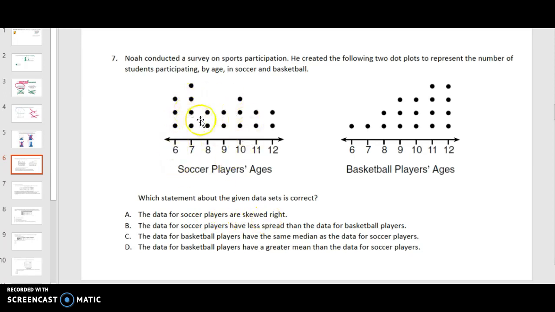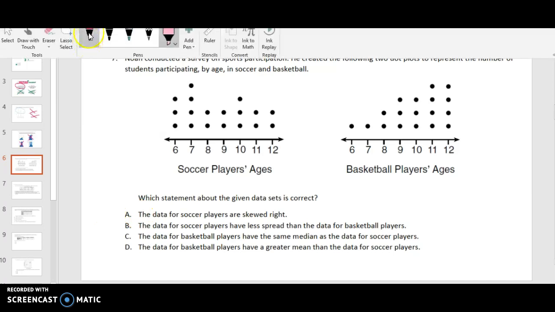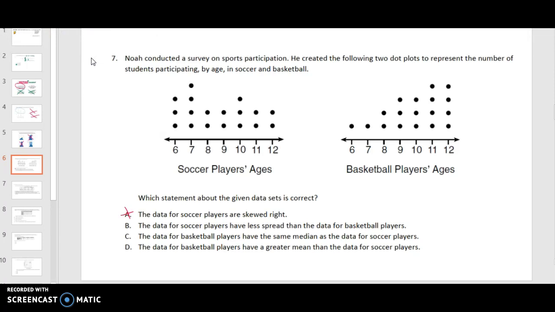When we have this, that means that most of the dots are going to be over here. Kind of like this. Like this one is skewed right. So I don't think it's A, because for soccer players, it's not. B. The data for soccer players have less spread than the data for basketball players.